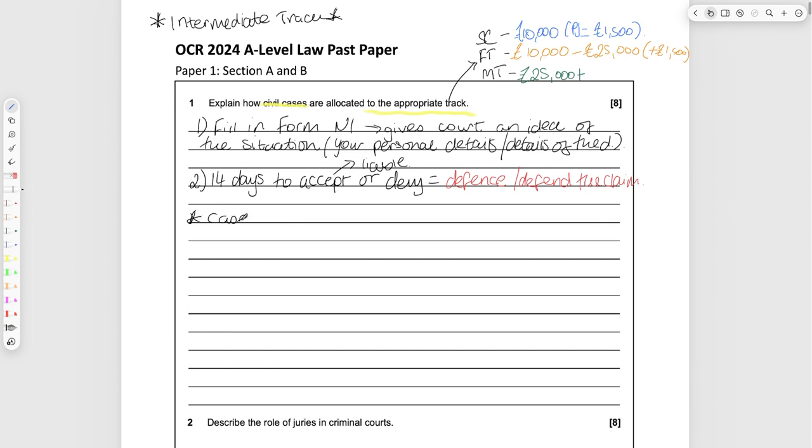Cases will be allocated to one of three tracks, depending on their value and their complexity. Okay, so the cases will be allocated to one of three tracks, depending on their value and their complexity. All right, and that will get you the mark for that.